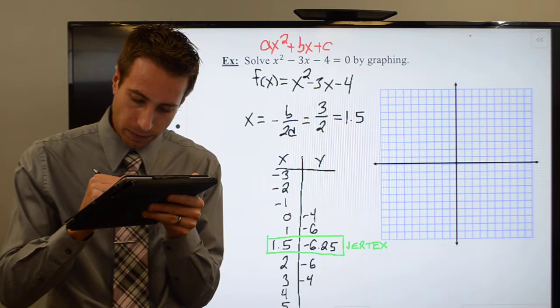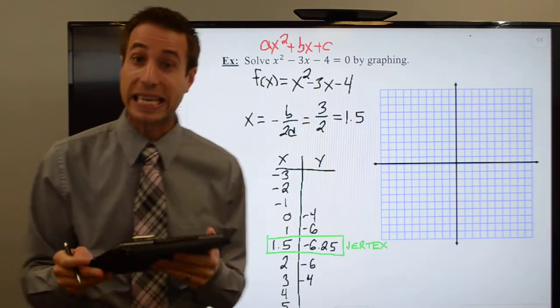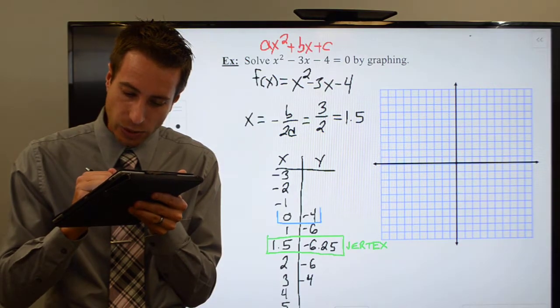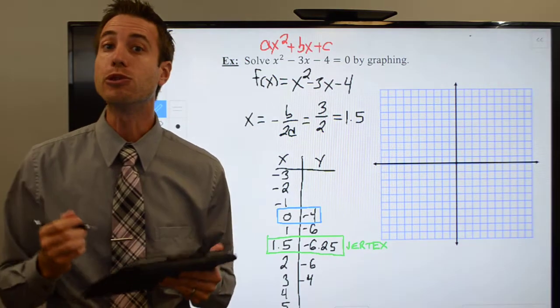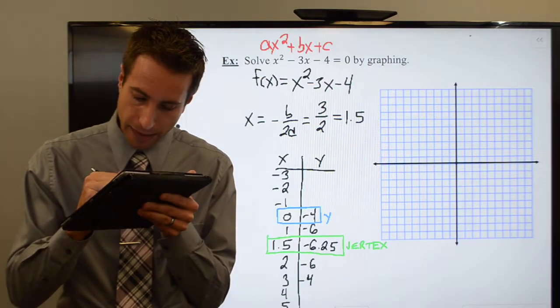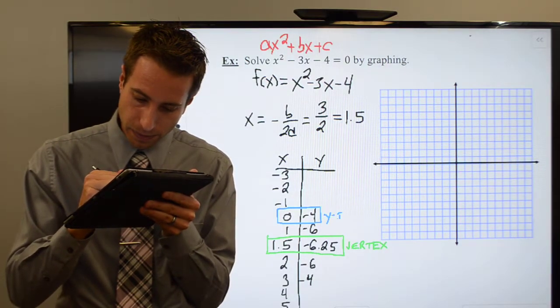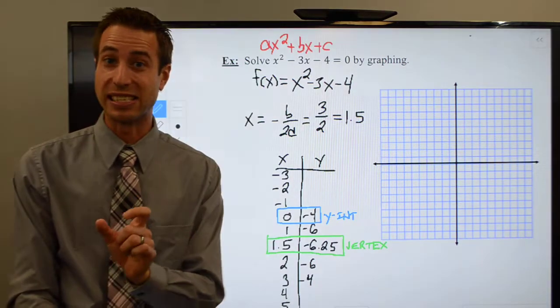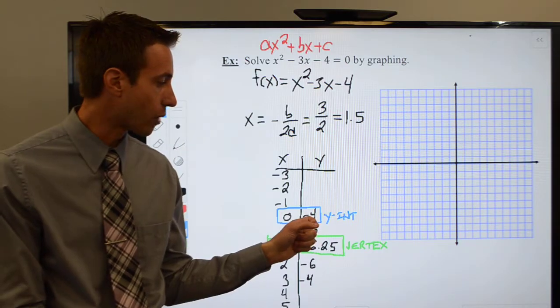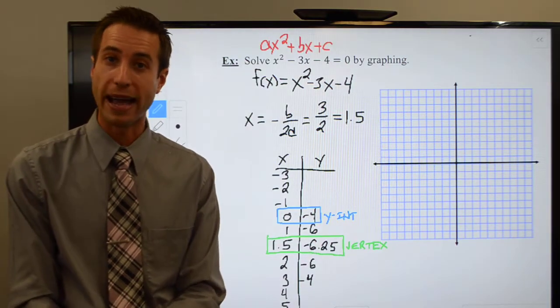-4. Also, let me stop you here, because what we just found, whenever x is equal to 0, you just found the y-intercept. So let's label that. The point 0 whatever is going to be the y-intercept, where your parabola crosses the y-axis.